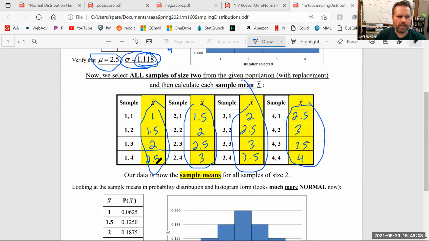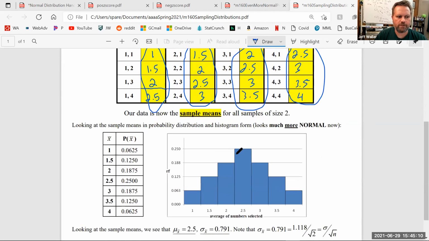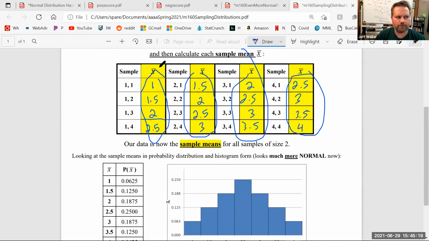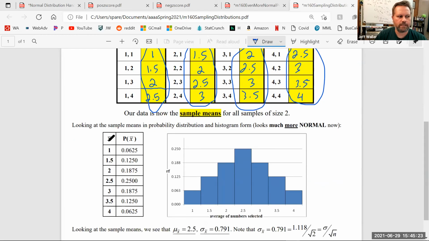So 2.5 occurs the most. It should be the tallest, and sure enough, it's the tallest here, right? And here's what I did: 2.5 occurs 4 times out of 16. Isn't my sample size 16 now? Okay, so that's how I got these probabilities.